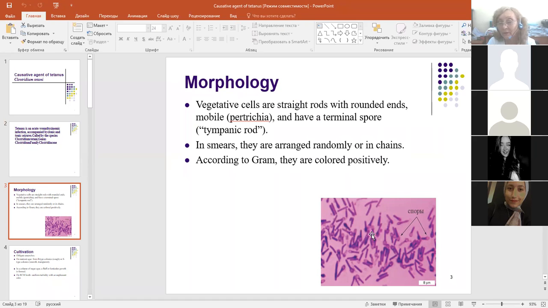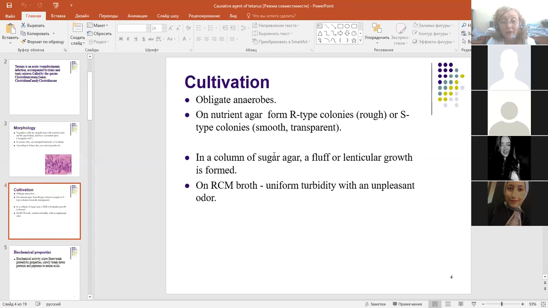According to Gram, they are gram-positive rods. There is a picture of them. Cultivation. Clostridium tetani, like all Clostridia, are obligate anaerobes, so they are not able to multiply in the presence of O2. On nutrient agar, they form R-type colonies or sometimes S-type. In a column of agar, fluffy or lenticular growth is formed. Of course, RCM broth is used for cultivation of Clostridia. Robertson cooked meat broth is used as usual, and they develop uniform turbidity.